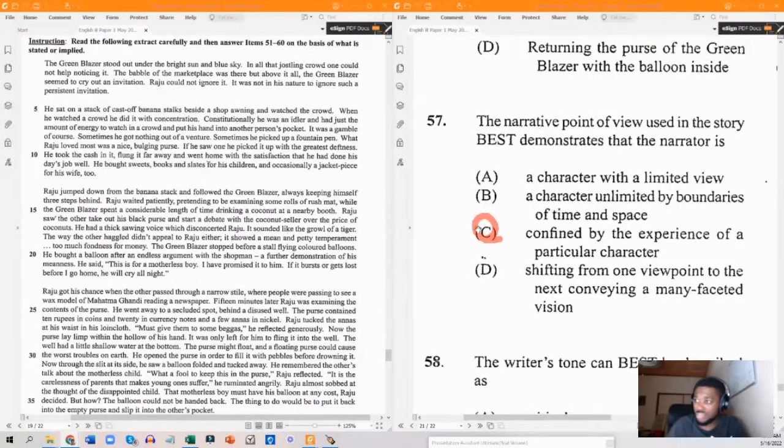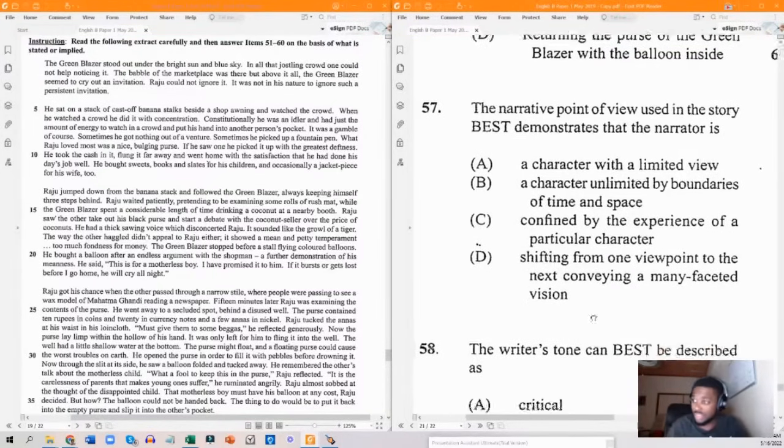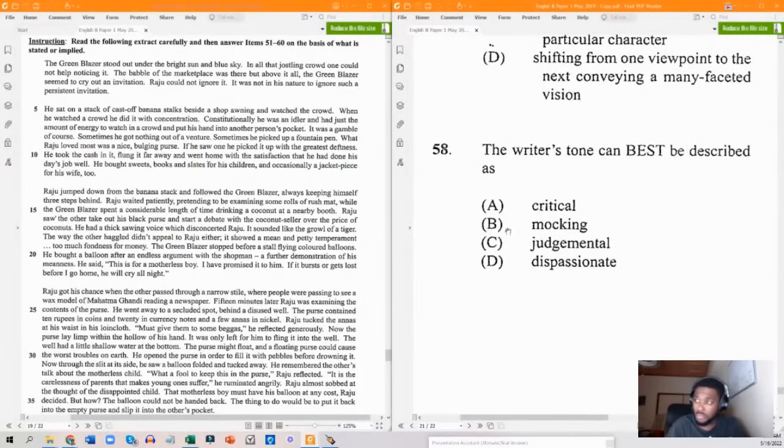A is close, but C is more accurate. All right, I think we all got that one correct, so it should be good. Someone said D, shifting from one point of view to the next. There's no shifting of point of view. The narrator is following Raju. We're seeing Raju's mind, Raju's thought process. And we're seeing everything from Raju's perspective, basically, from Raju's point of view.